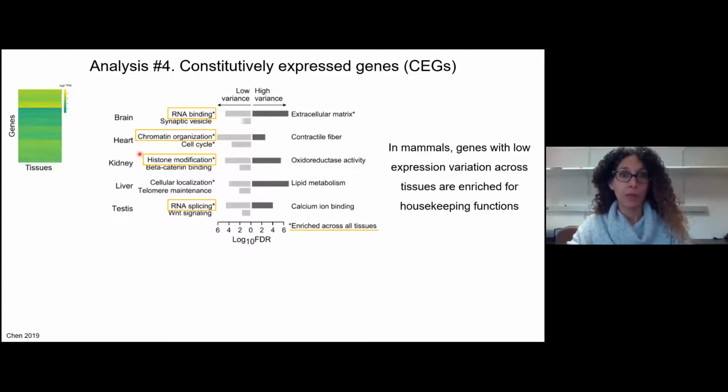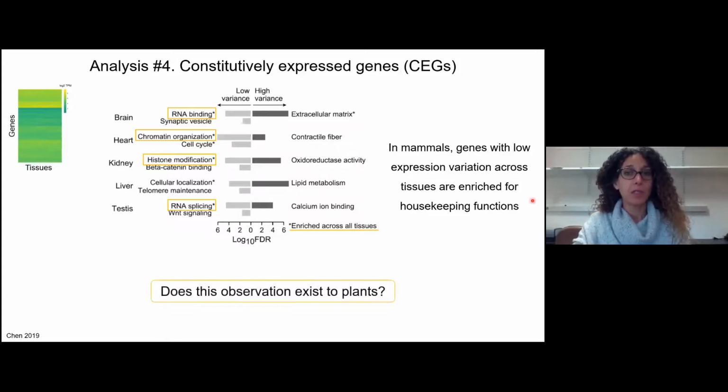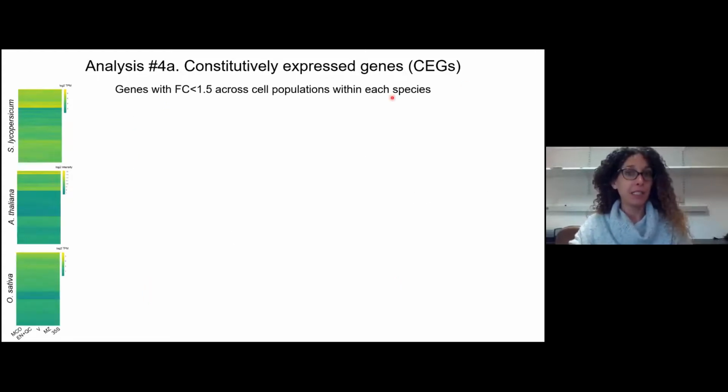Another study, also in mammals, showed that housekeeping genes tend to evolve more slowly than tissue-specific genes. And we were interested to know if a similar enrichment of housekeeping functions could be identified in constitutively expressed genes of plants. We first identified genes with fold change lower than 1.5 across all cell populations within each species, and you can see what the expression of these genes looks like. And then we tested the overlap.